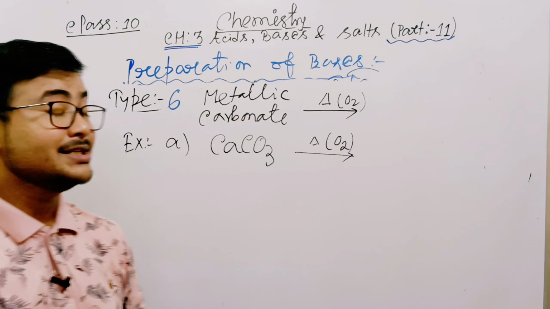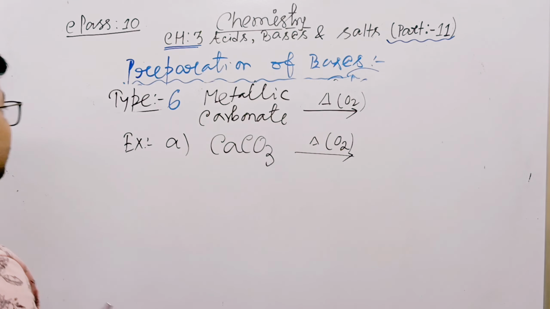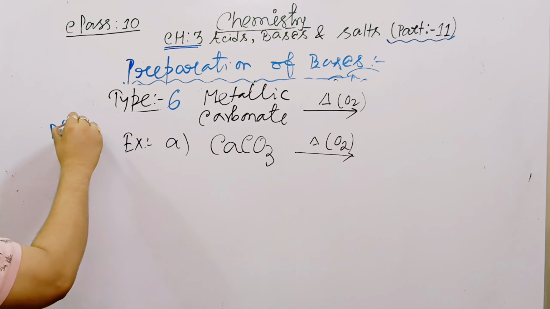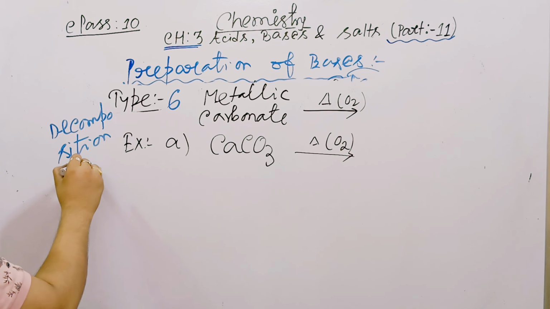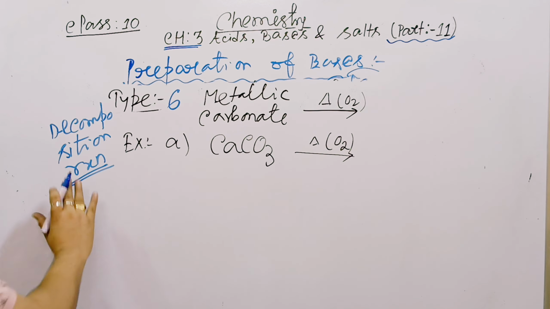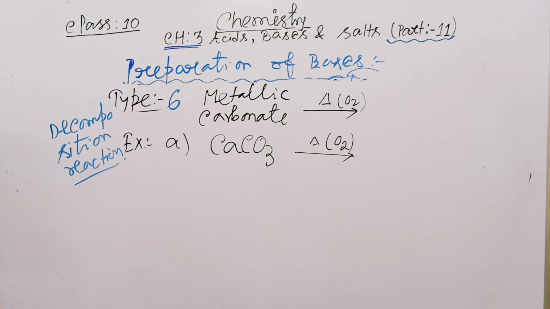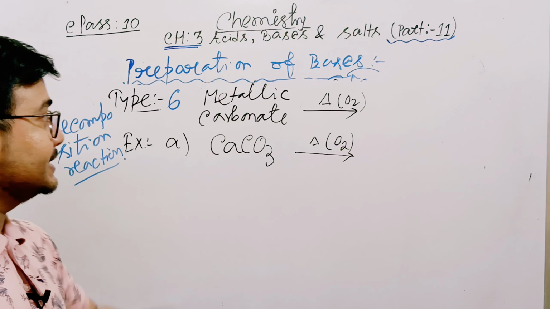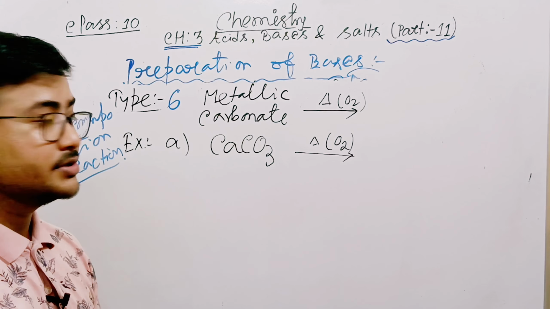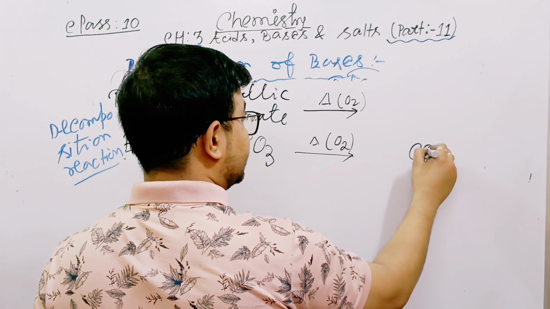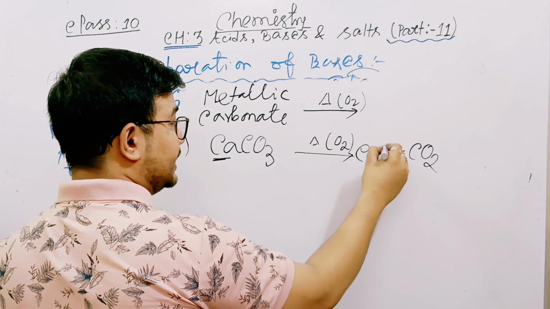So this is also called a decomposition reaction. Okay, so see, keeping in your mind, as I told, sulfide produces sulfur dioxide, carbonate produces carbon dioxide, along with, what is the metal here? Calcium, along with calcium oxide.